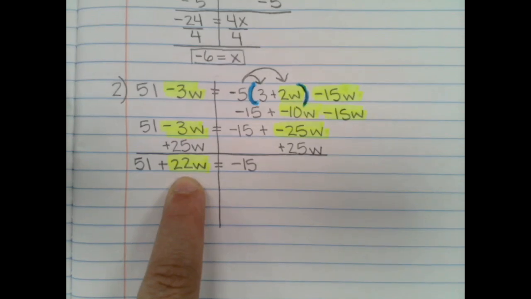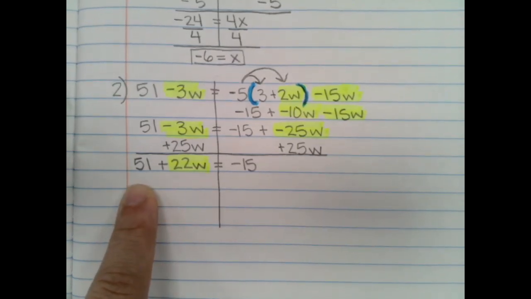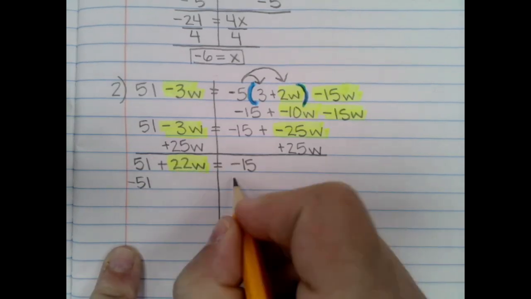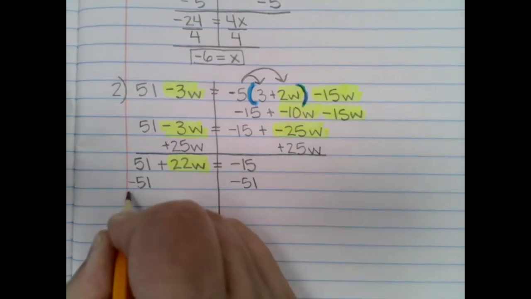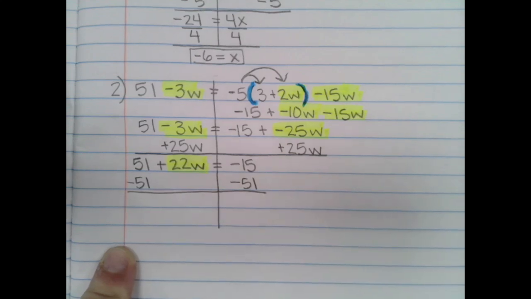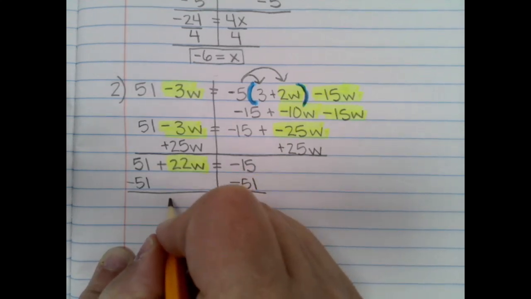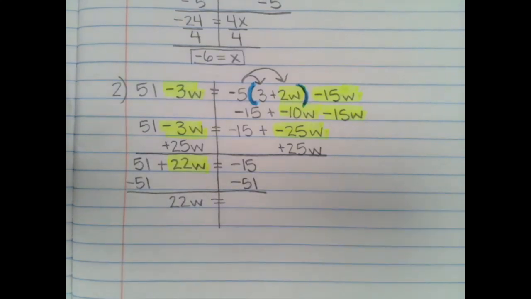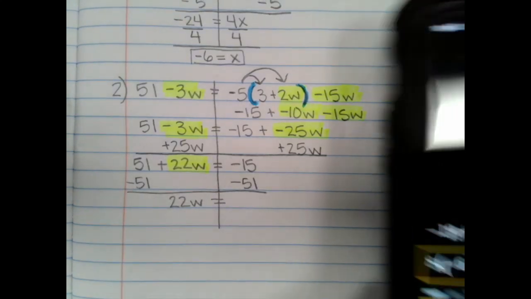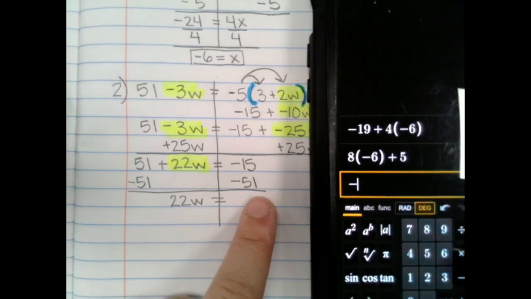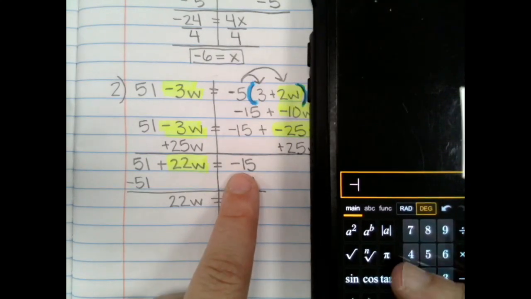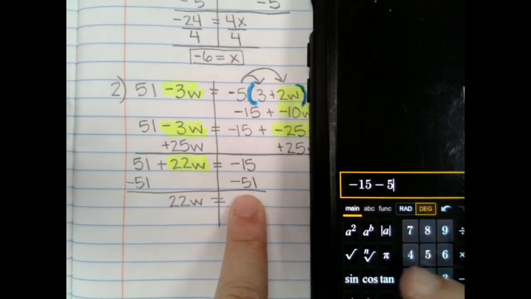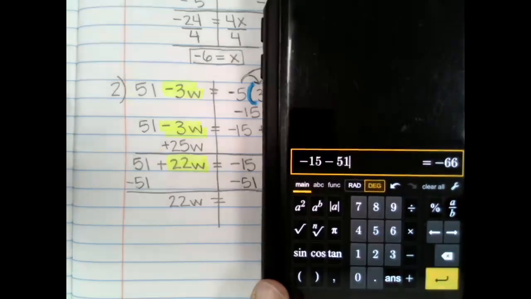How do you get rid of 51? Subtract 51. Do it on one side. Bring down that 22w equals negative 15 minus 51. If you need to use a calculator, use it. Okay, they're both negative, so really we're thinking, are we going to add them or subtract them? When they're both negative, we actually add them, and we end up at negative 66.